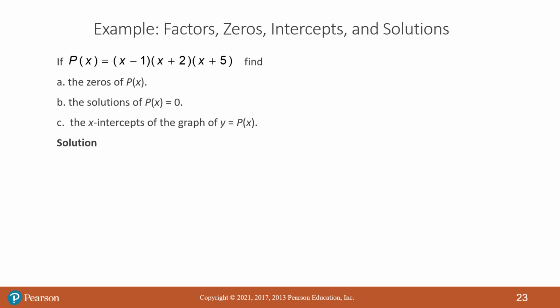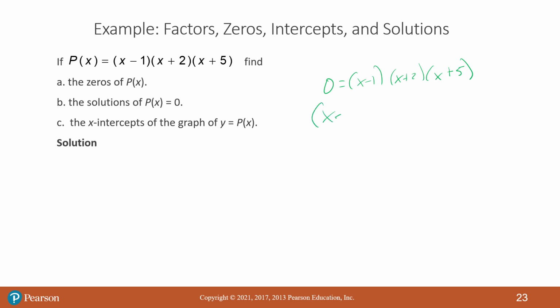All right, let's look at factors, zeros, intercepts, and solutions. So if p of x equals x minus 1 times x plus 2 times x plus 5, let's find the zeros of p of x, the solutions of p of x equals 0, and the x-intercepts of the graph of y equals p of x. Little secret here, they're all asking for the same thing. All I'm going to do to find the zeros of p of x is let p of x be 0. Set this whole thing equal to 0. Same thing if I was to find the solutions of p of x, I'm just letting p of x be 0. And if I'm finding the x-intercepts of the graph y equals p of x, I'm just letting it equal 0. So all 3 are asking the same question. I just have to solve here.